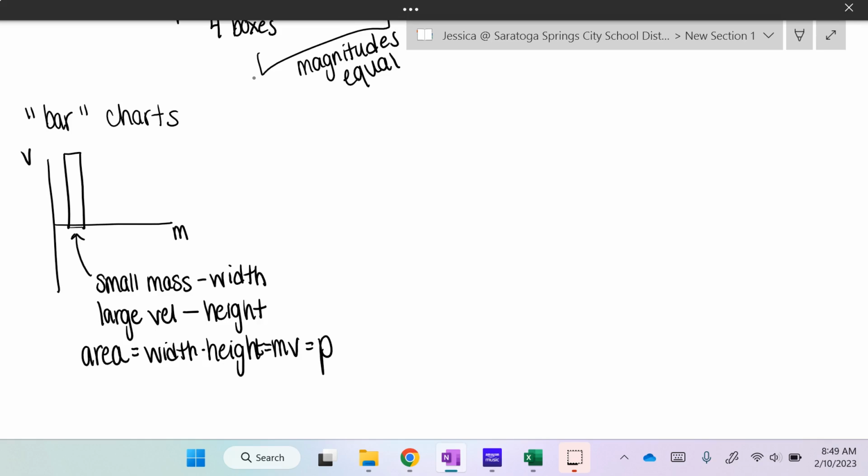You might be wondering, why is momentum represented with a P? I think it harkens back to Latin or something. I don't really know, but I think it has something to do with Latin.